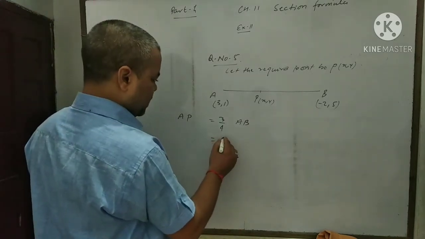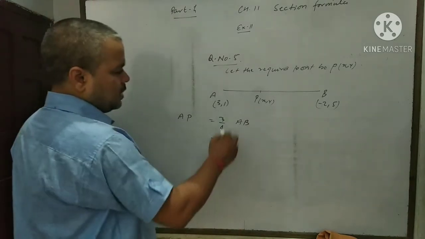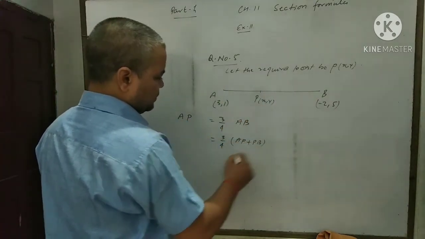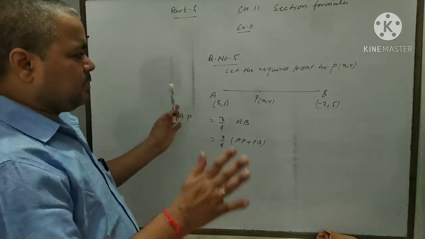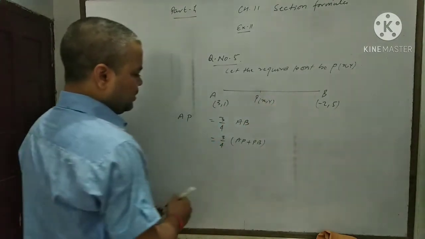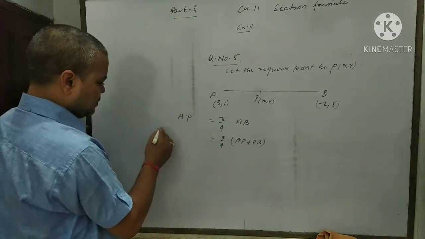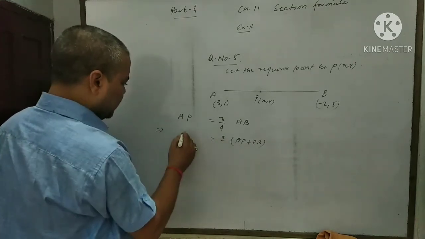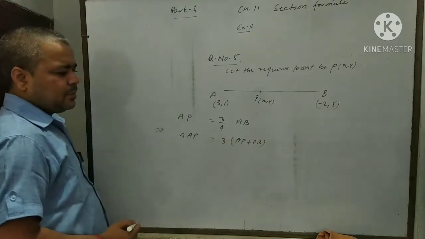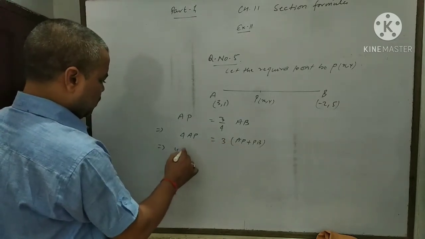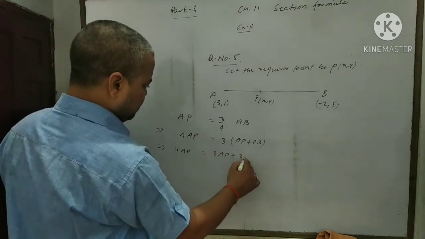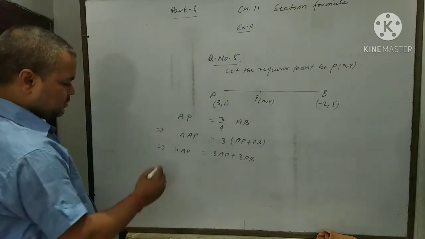Look here. 3/4. AB can be written as AP plus PB. Simply we can write. No very big maths here. Very simple thing. AB can be written as AP plus PB. Now cross multiplication. We can write here 4AP is equal to 3 times AP plus PB, and we can write 4AP is equal to 3AP plus 3PB.